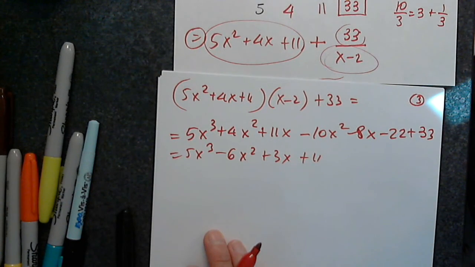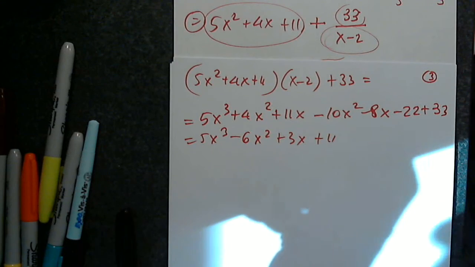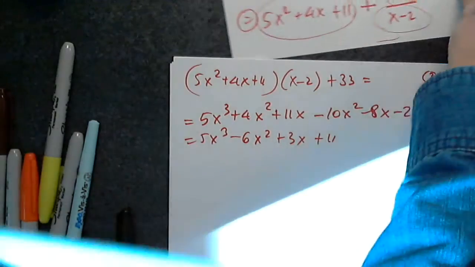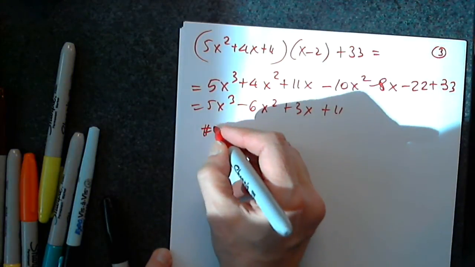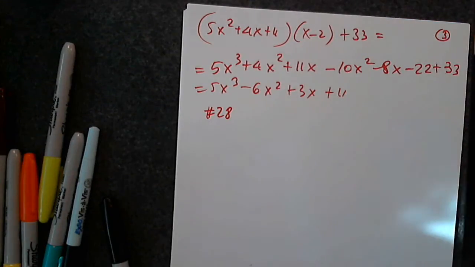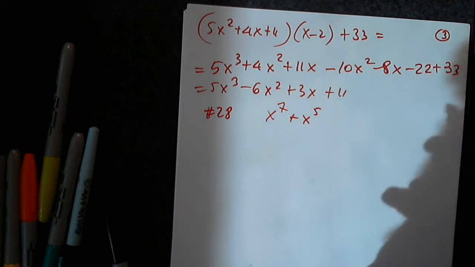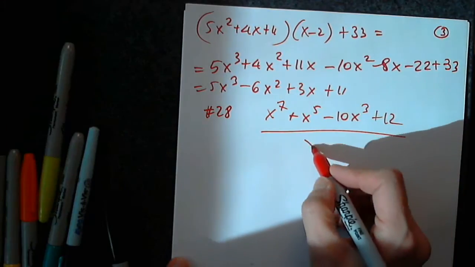Any questions? Do we need another example with synthetic division? Perfect. So let's choose another. I'll copy it. So x to the 7th plus x to the 5th minus 10x cubed plus 12, everything divided by x plus 2.